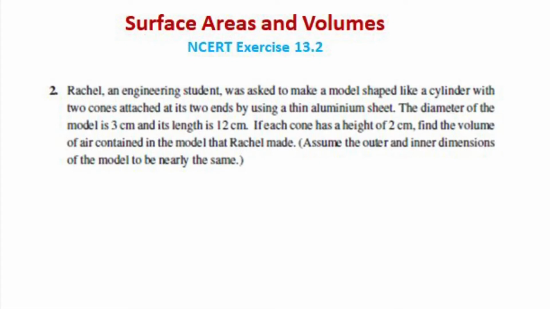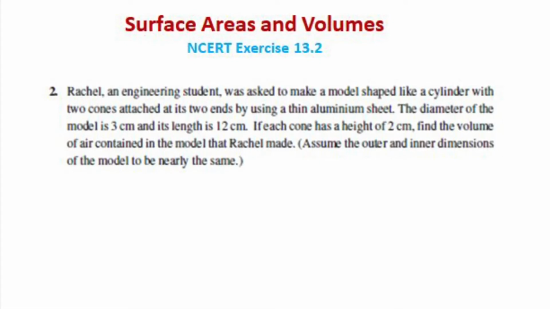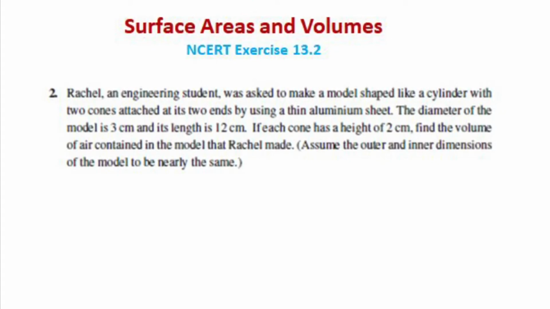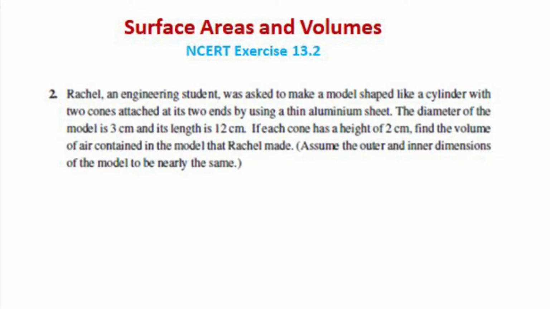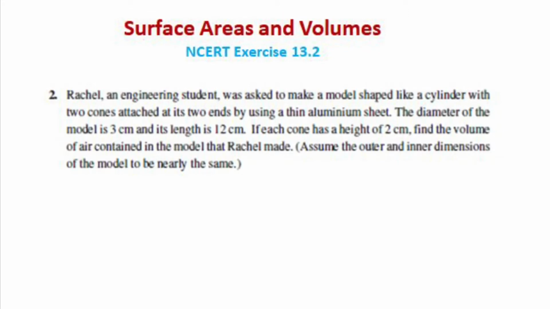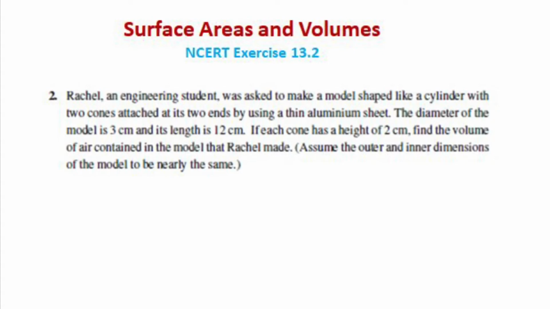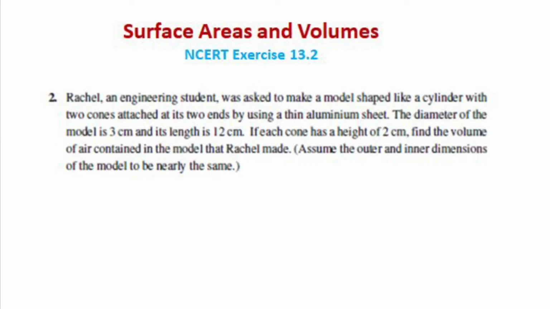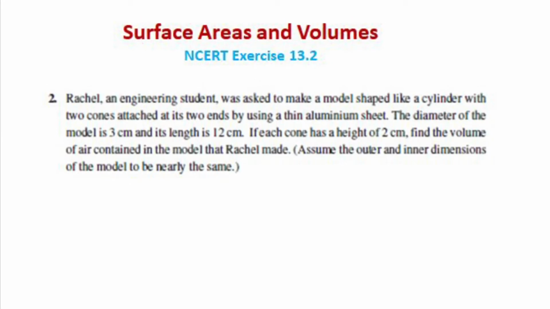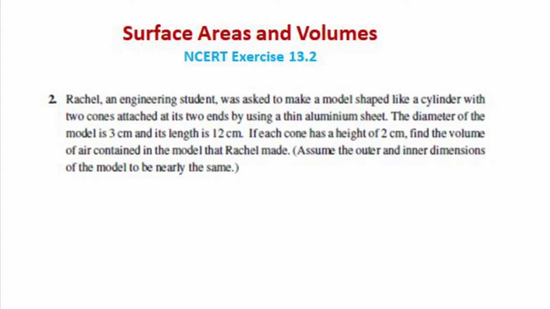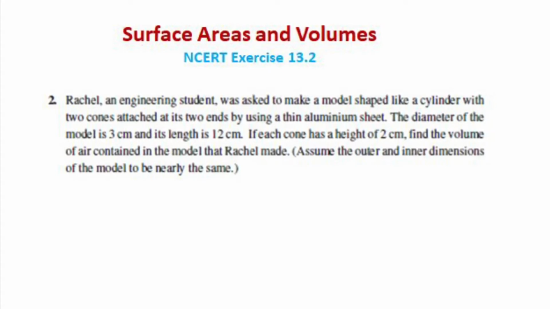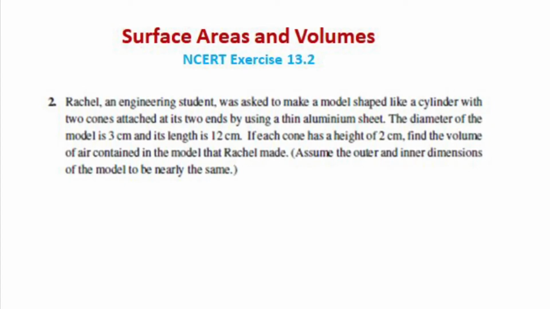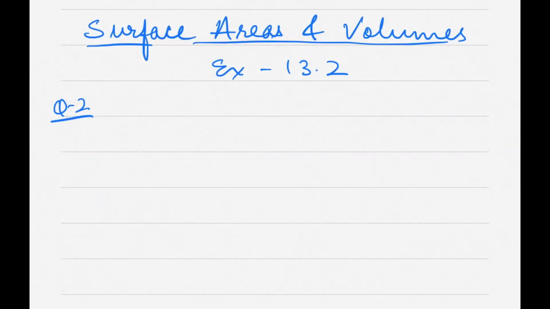So second question says Rachel, an engineering student, was asked to make a model shaped like a cylinder with two cones attached to its two ends by using a thin aluminium sheet. The diameter of the model is 3 centimeter and its length is 12 centimeter. If each cone has a height of 2 centimeter, find the volume of air contained in the model that Rachel made. Assume the outer and inner dimensions are nearly the same, because if it is made by foil, definitely there will be no change in inner and outer dimensions.